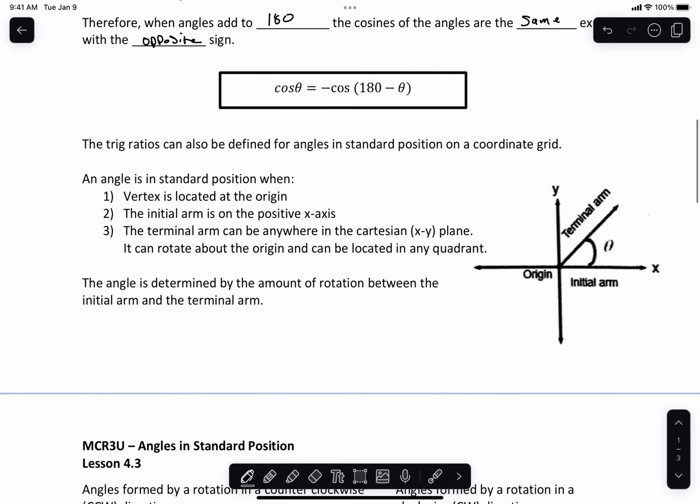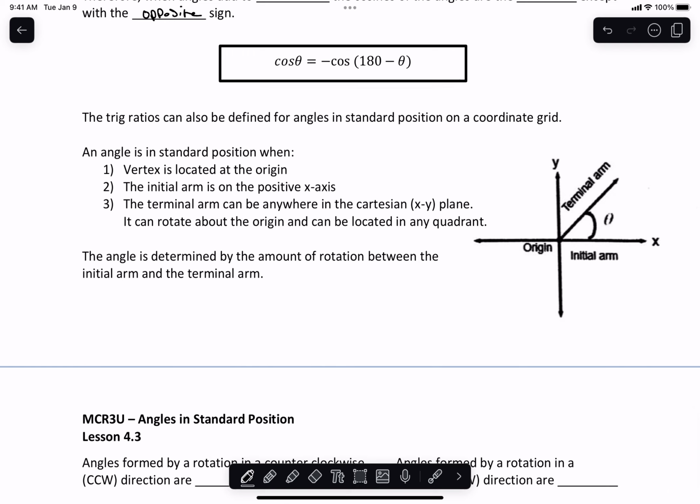So the trig ratios can also be defined for angles in standard position on a coordinate grid. An angle is in the standard position under the following circumstances: when the vertex is located at the origin, the initial arm is on the positive x-axis, so we're going out into the positive numbers on x, and the terminal arm can be anywhere in the Cartesian xy plane. It rotates about the origin, and it can be located in any quadrant.